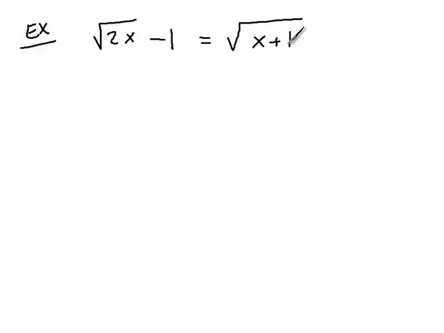So what we're going to end up having to do is square both sides twice. So we just do it straight from the beginning. We're going to square that side, square that side. And when we square the left, we have a difference, so we're going to have to FOIL it.